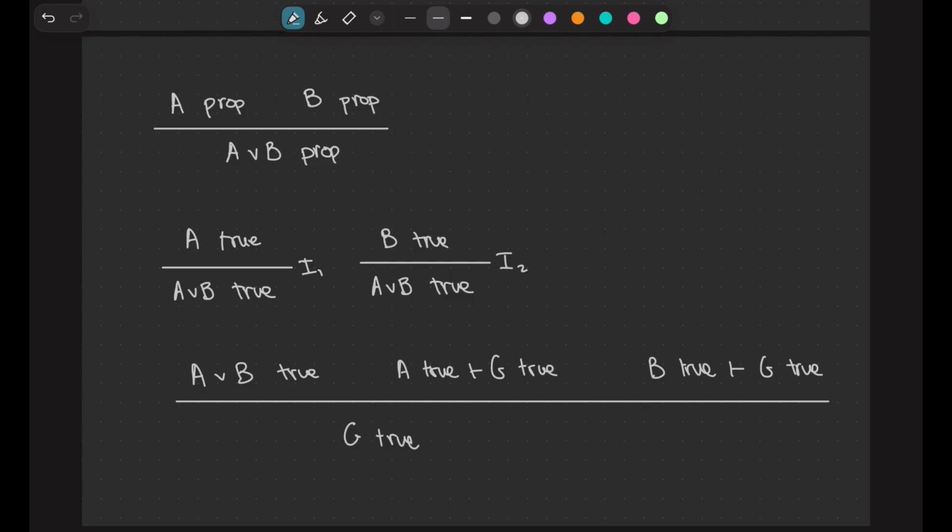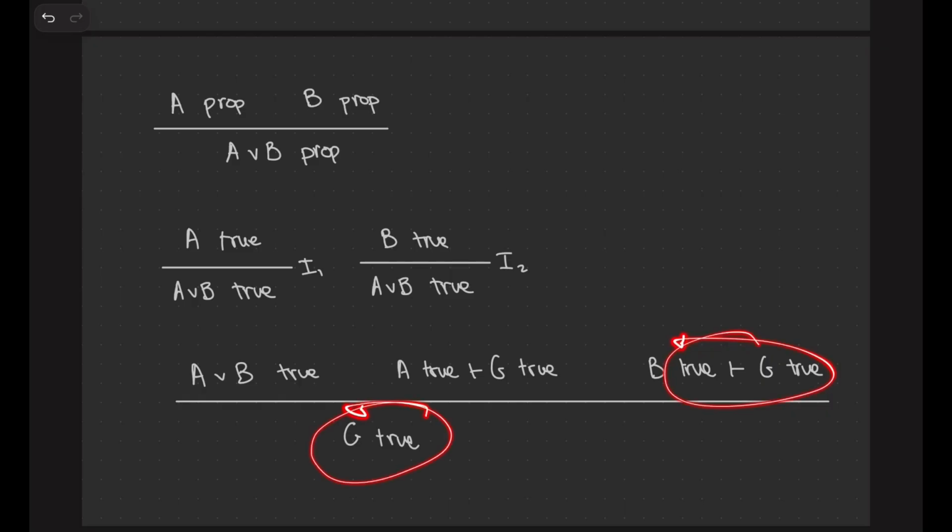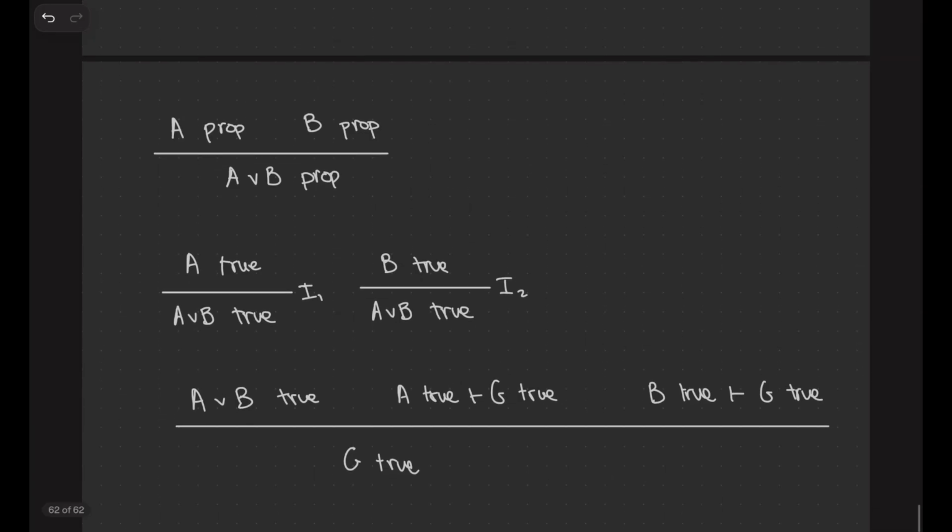Okay, so let's see what this means. If you have a disjunction, and from the left part you can deduce G, and from the right part you can also deduce the same G, then you can deduce G. Okay, this is how you use disjunction. Are we okay with this? The idea of disjunction? Yes?